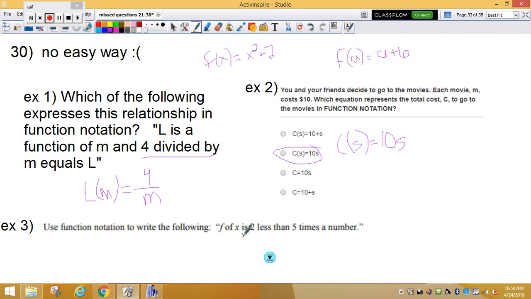Let's do another one. F of x is 2, means equals, so I'm going to put my equals. 2 less than, this is great, less than means subtract. It also means you write it backwards, so the 2 goes at the end. And then 5 times a number, and I'm going to use x for my number. Now, F, and again, whatever letter you used in the equation goes in the parentheses. So the x goes in the parentheses.